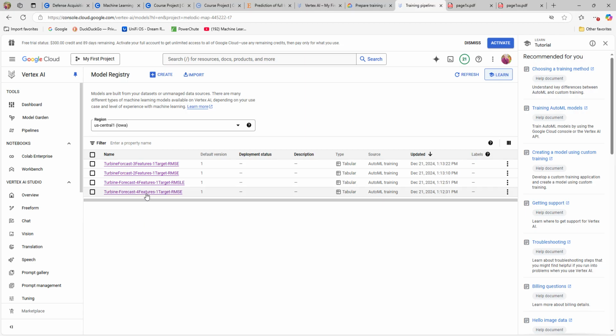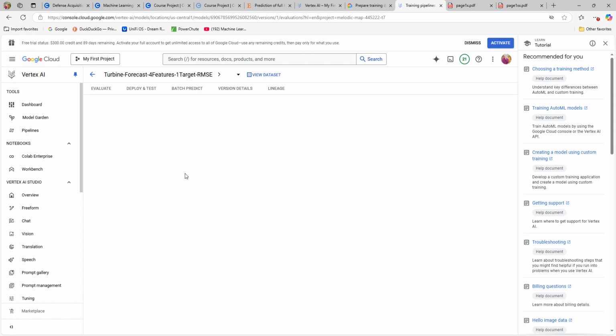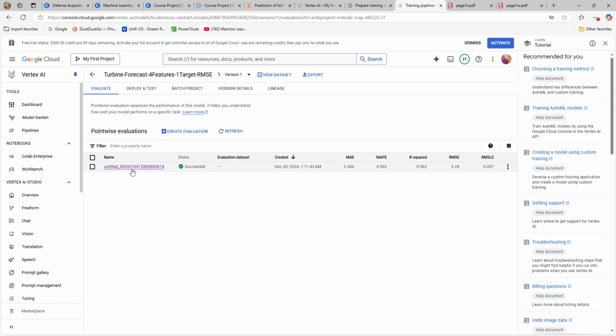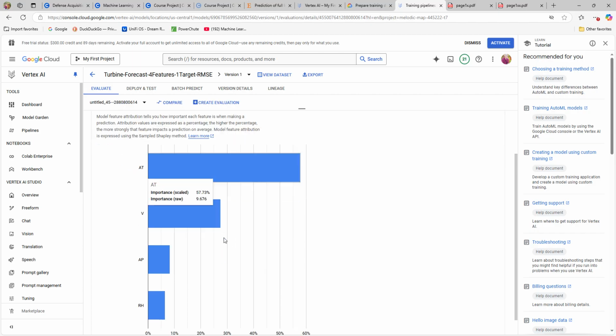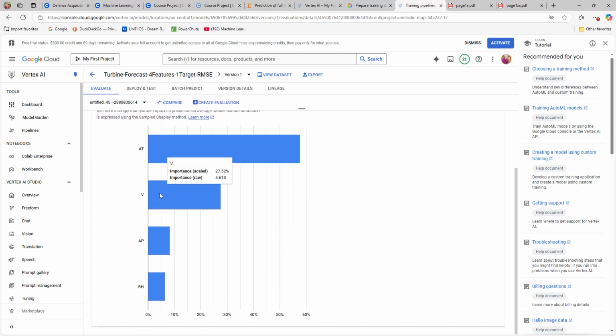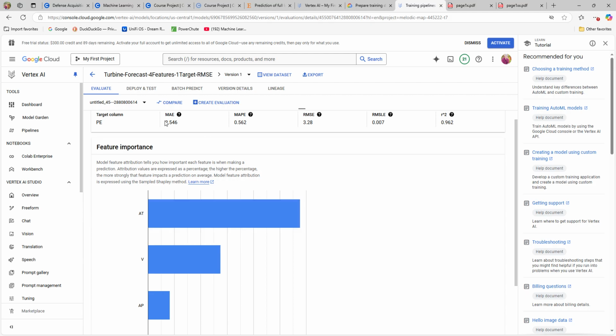From that, I ran 4 features, 1 target, root mean squared error, and root mean squared log error. I ran both of those, and the data I got indicated that the atmospheric temperature and vacuum were by far the most important features driving turbine output. The ambient pressure and the relative humidity were both below 10%, and I ended up with numbers along here. I'll show you a summary of these in a minute.